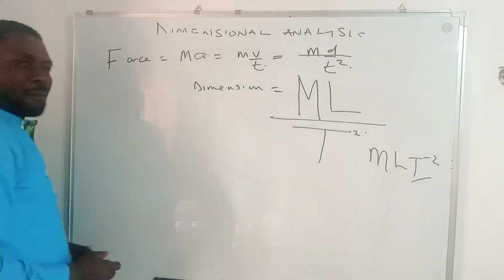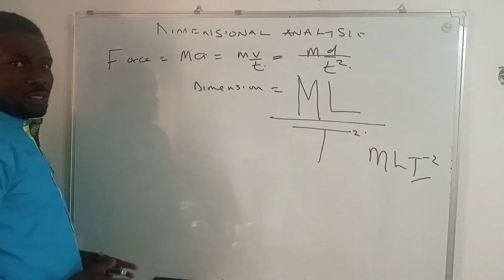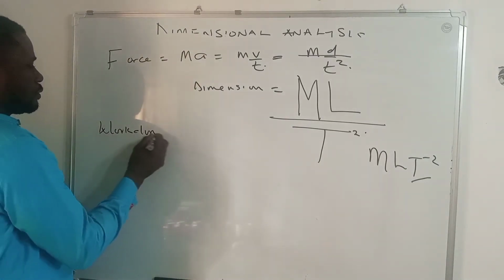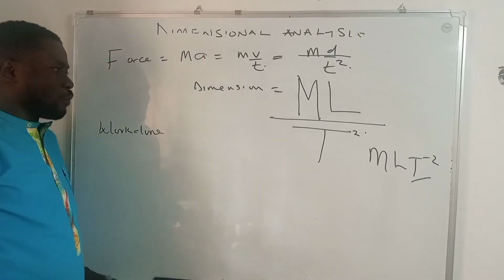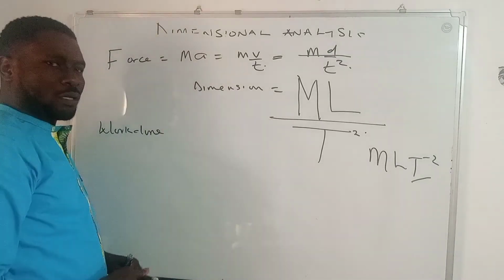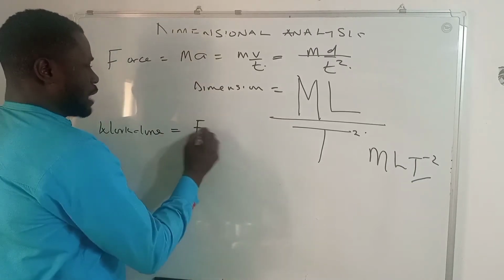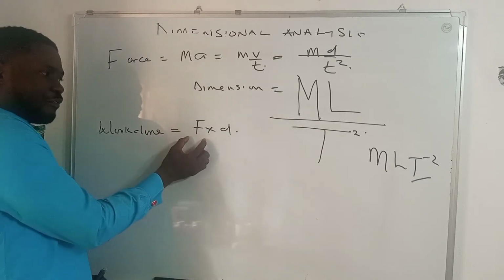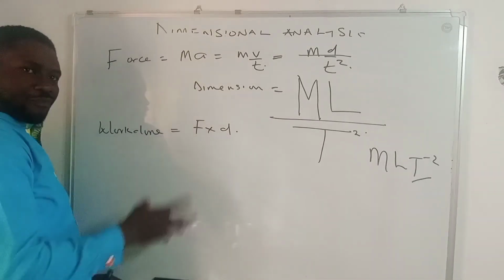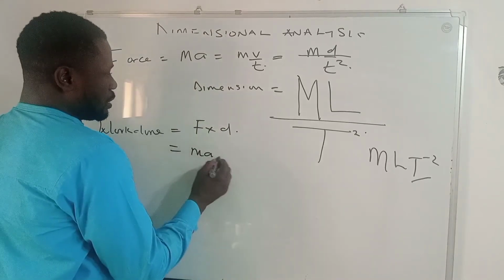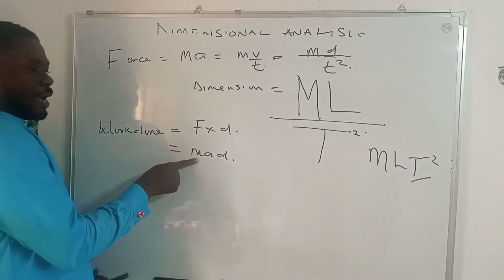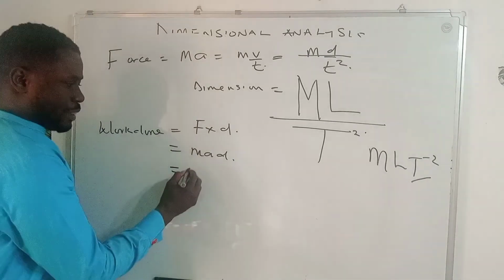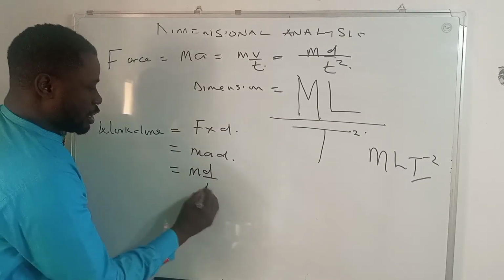So let's take more examples. Now that's the dimension of what? Force. Let's take the dimension of work done. For you to get the dimension of work done, you need to remember the formula of work done. The formula of work done is equal to force times what? Distance. Force times distance. Again, you're supposed to simplify the force. If you're simplifying the force, this has to be equal to ma times d, where ma represents the force.